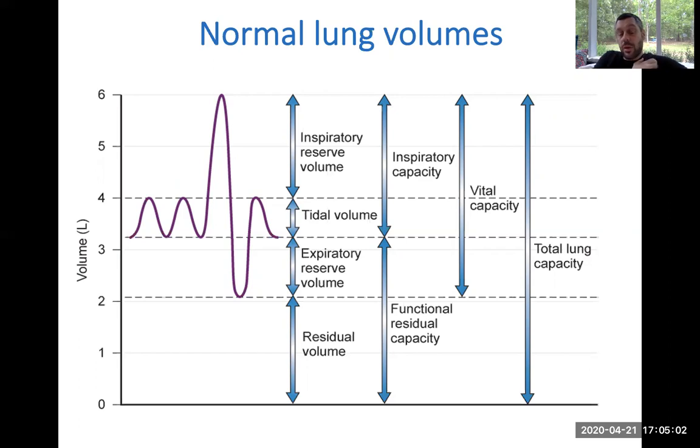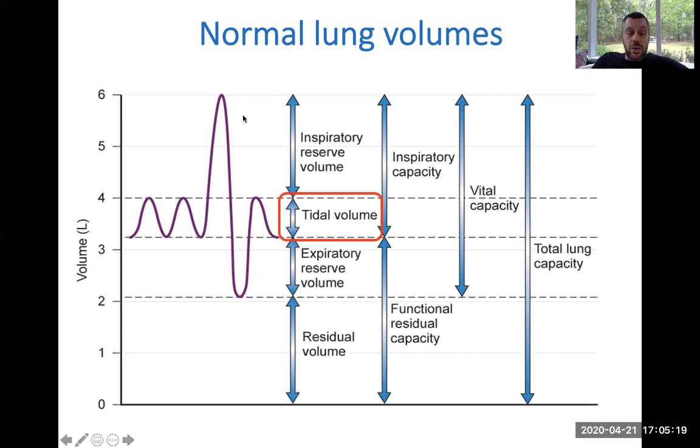Now, you can ask individuals to do certain things when they're hooked up to a spirometer to see what their maximal capacity of their lungs is and things like that. The way that you can do that is, if you follow this purple line, this up and down is called tidal volume, as shown here. And that is just your breathing at rest.